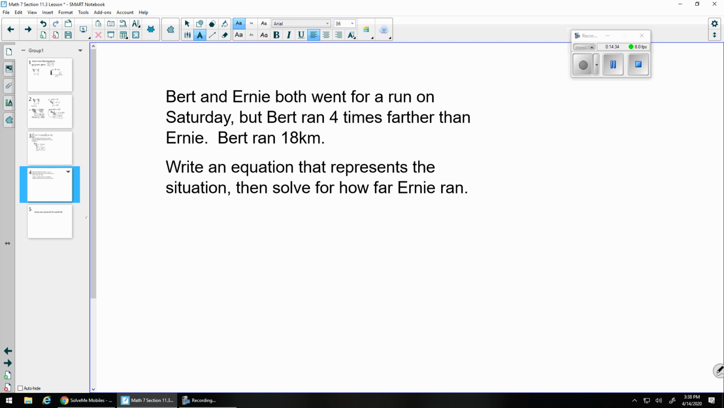So Bert and Ernie both went for a run on Saturday, but Bert ran 4 times farther than Ernie. Bert ran 18 kilometers. Write an equation that represents the situation and solve for how far Ernie ran.